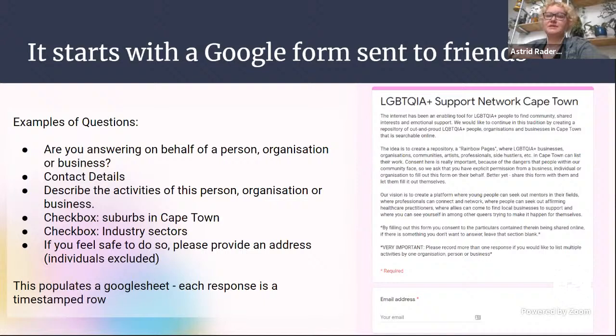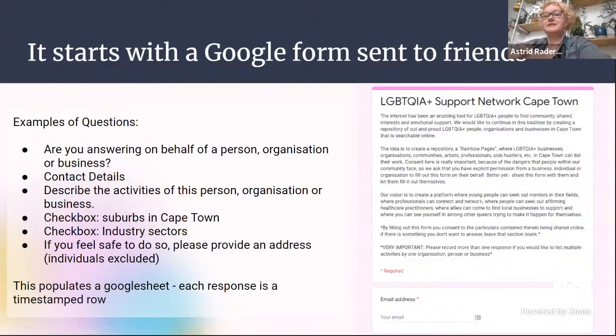And then there's two checkboxes relevant to this talk anyway. So one is the suburbs in Cape Town. So where is this person or business located within Cape Town, the city? And then what sectors of the industry are this person or business or organization involved in? You know, is it activism? Is it arts? Is it science, technology? What kind of industry sector is it?